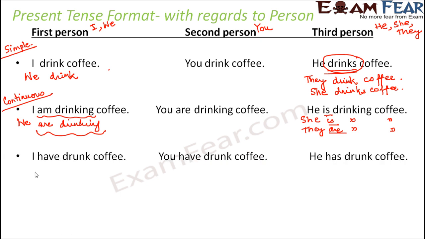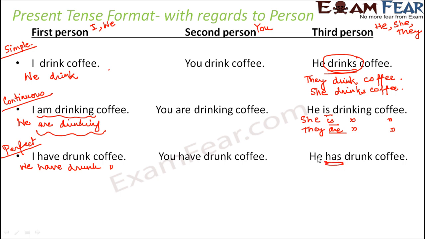Now let's move on to the third form, which is the perfect tense, that is present perfect tense. Here in first person it would be I have drunk coffee. For the plural number it would also be the same, we have drunk coffee. Second person again the same, you have drunk coffee. Third person again there is a difference. For singular number it would be has.